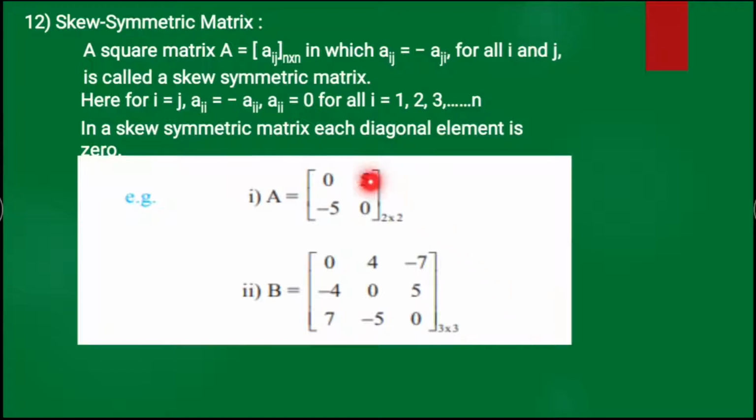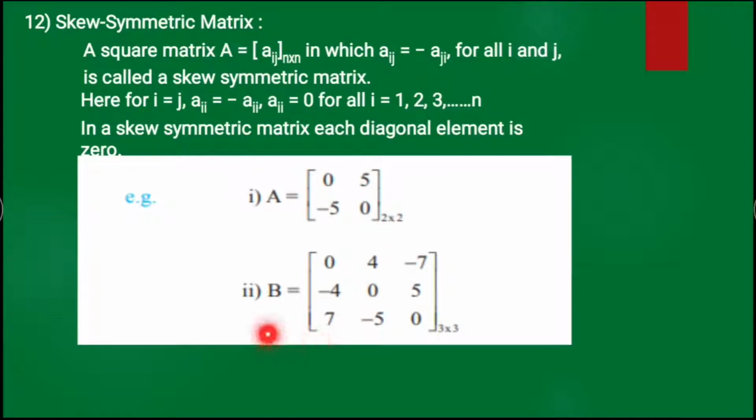So see here, we consider an example. First we consider matrix A, diagonal elements are 0 0 and non-diagonal elements are 5 and minus 5. If we observe the position of plus 5, which is 1 2, and the position of minus 5, which is 2 1, these elements are the same but with opposite sign. So it follows the property aij equals minus aji and diagonal elements are all 0.